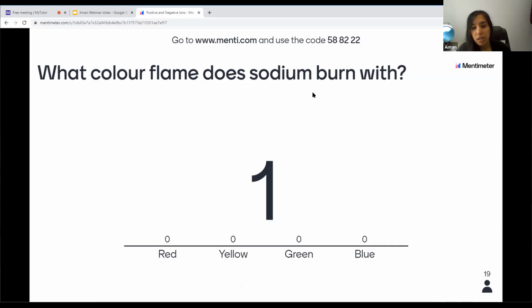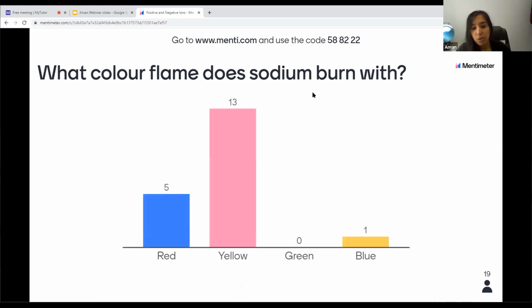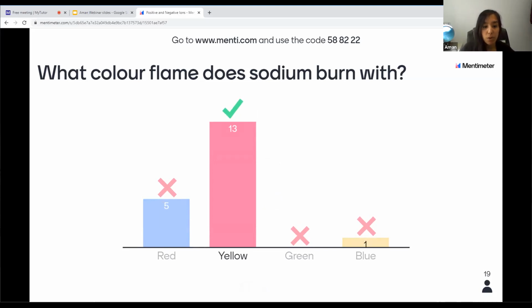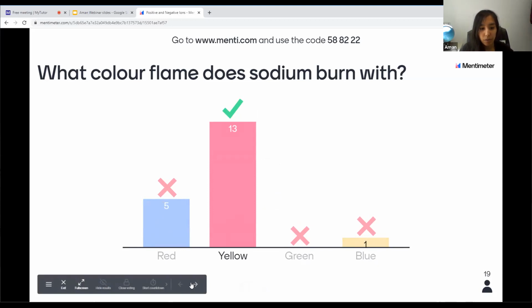Okay, so the answer is yellow. So sodium will burn with a yellow flame. Excellent. Well done to everyone that remembered that. That's really good going. Well done. Okay, so red is lithium. Blue tends to be copper. You get a blue-green, and the yellow-green will be barium, but also copper. So good.